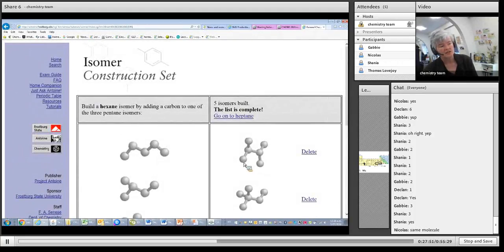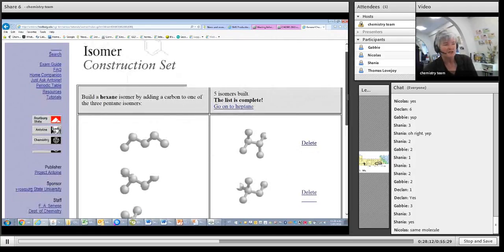And now can you see it's 1, 2, 3, 4. So if that's my longest continuous chain, I've got a side chain up there and a side chain over there. So this will be 2,3 dimethyl butane, which is different to 2,2 dimethyl butane. Are you getting the picture?